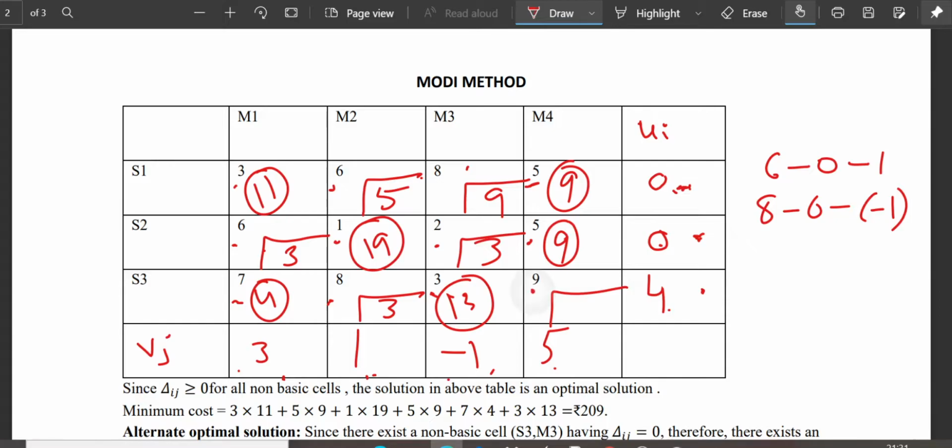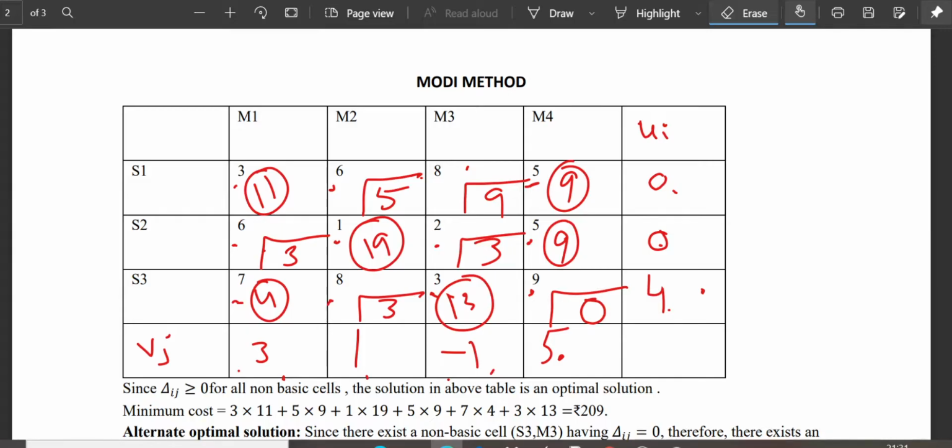Right? Come here. 9 is the Cij, 4 is the corresponding ui and 5 is the corresponding vj. So 9 minus 4 minus 5. 5 minus 5 is 0. So this is the corresponding delta ij. You all can see that all delta ij's are greater than or equal to 0, so it is the optimal solution. My optimal solution has been obtained.